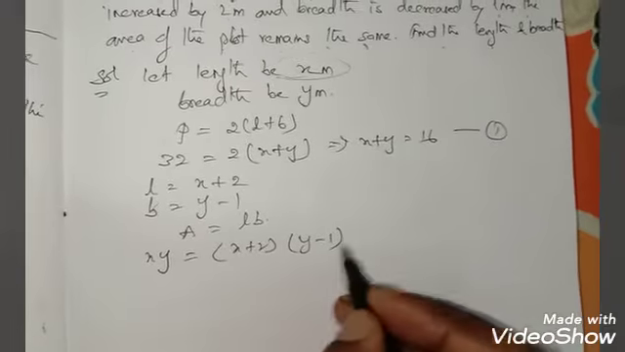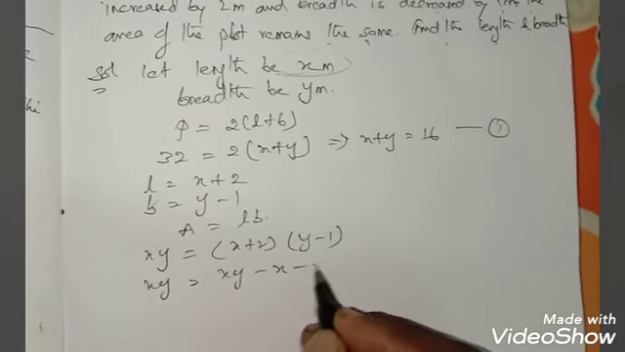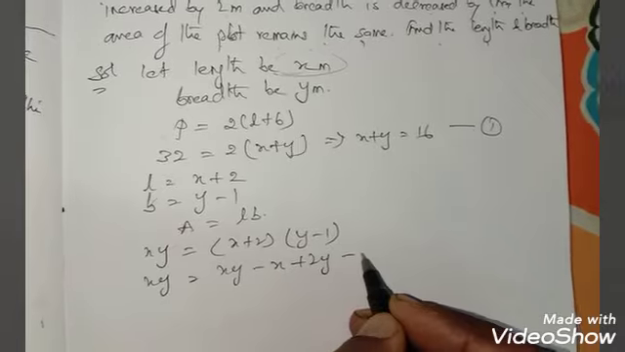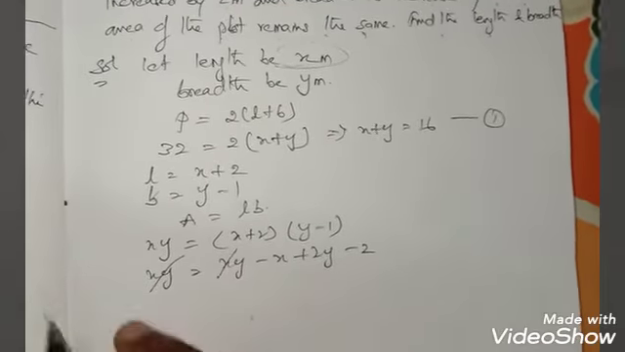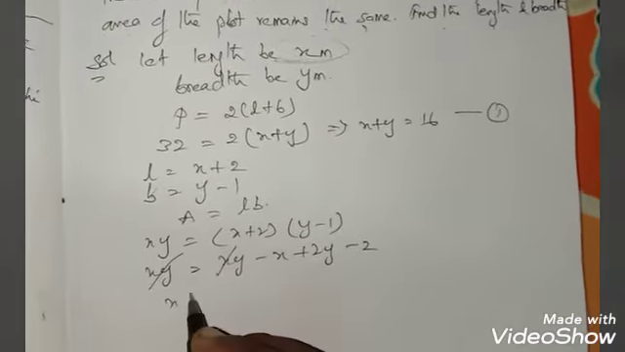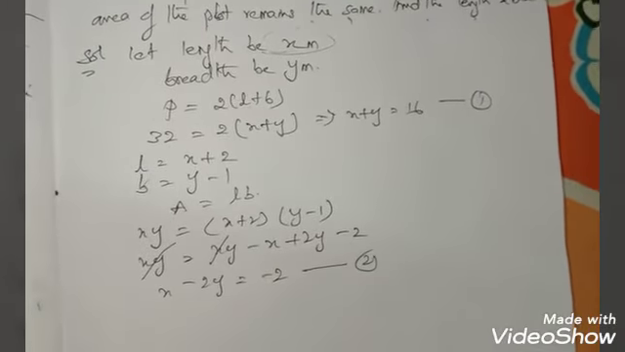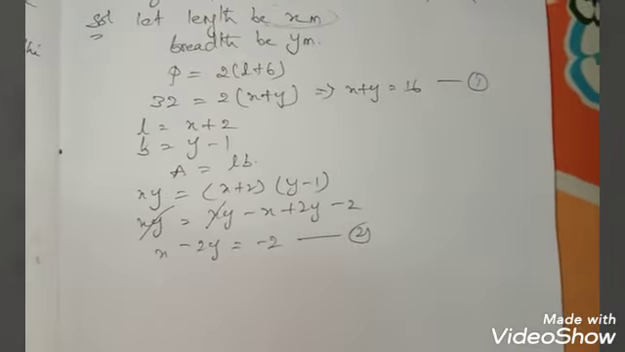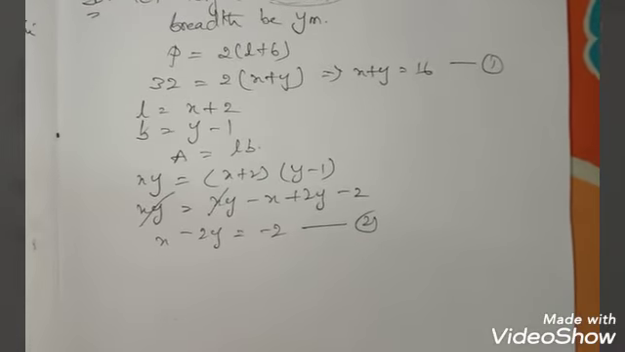Now multiply this, you will get xy is equal to xy minus x plus 2y minus 2. Now in this, xy will be cancelled. Send these two values here. You will get x minus 2y is equal to minus 2. This will be my second equation. So after finding these two equations, then you have to go for your values.